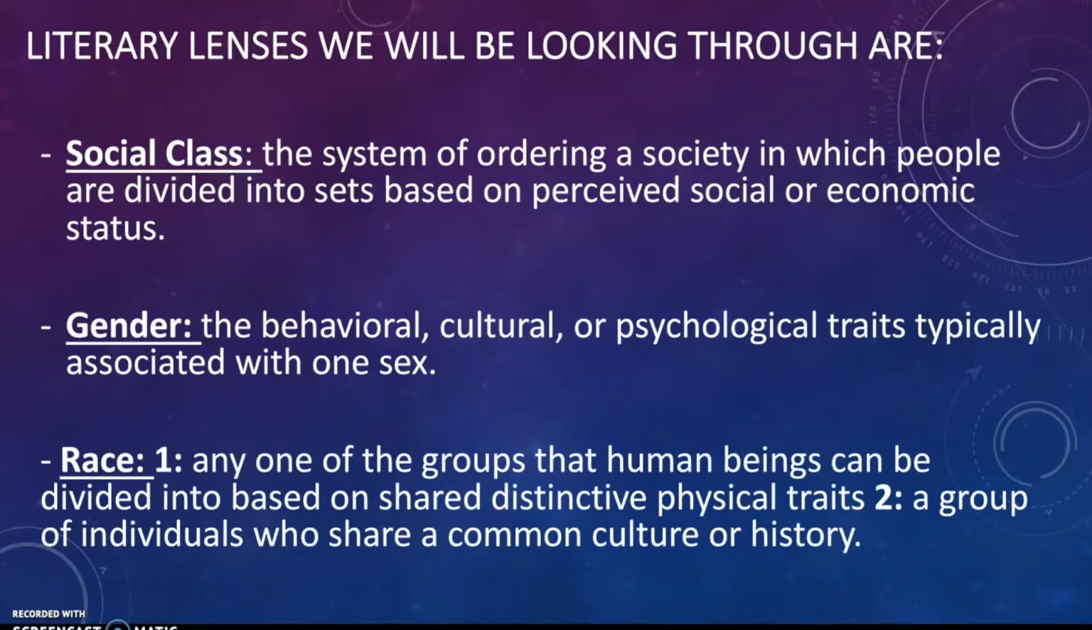The next lens we're going to use is race. Race refers to any one group that human beings can be divided into based on shared distinctive physical traits, or a group of individuals who share a common culture or history. So reading this text, we can look at it highlighting what references it makes regarding race. And in this one, that will come up a lot.